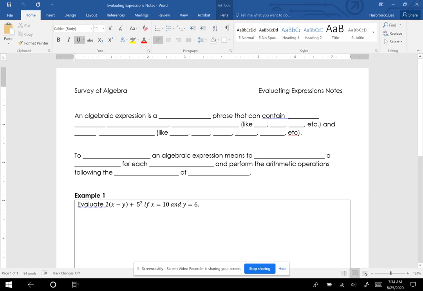Hi students, today we're going to go over some notes on evaluating expressions. Let's start with some vocabulary.